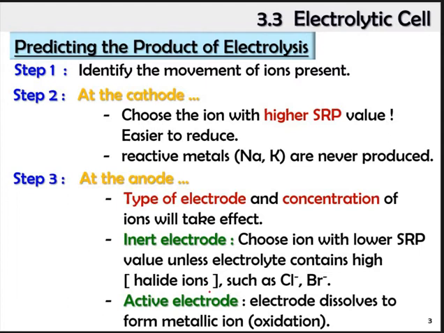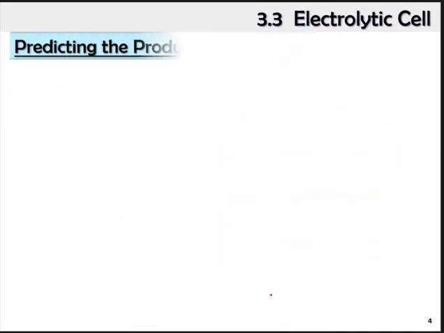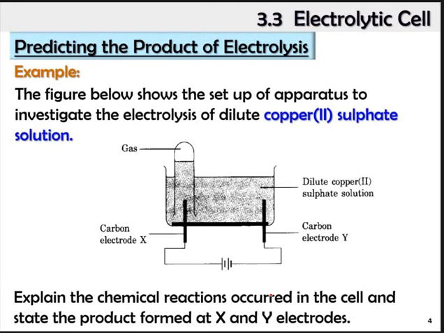For active electrode, dissolve to form metallic ion or oxidation. For example, the figure below shows the setup of apparatus to investigate the electrolysis of dilute copper sulfate solution. Explain the chemical reactions occurred in the cell and state the product formed at X and Y electrode.